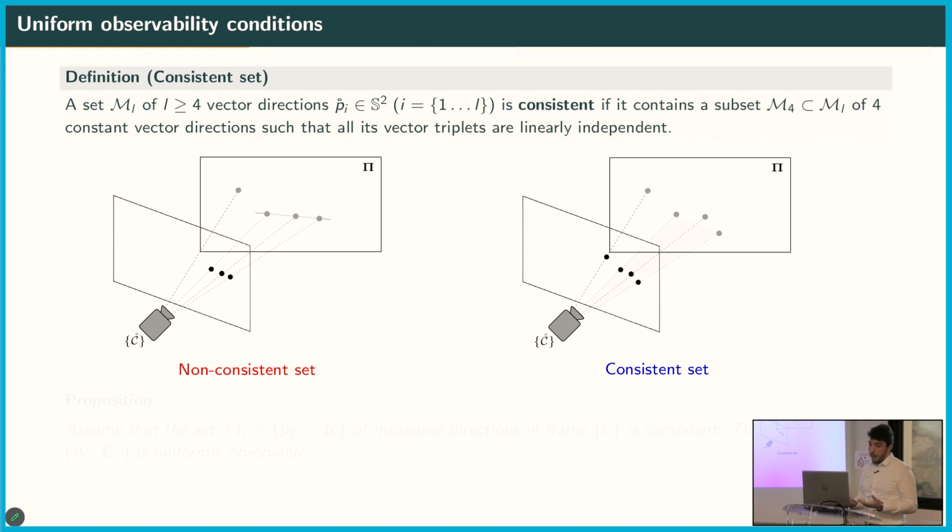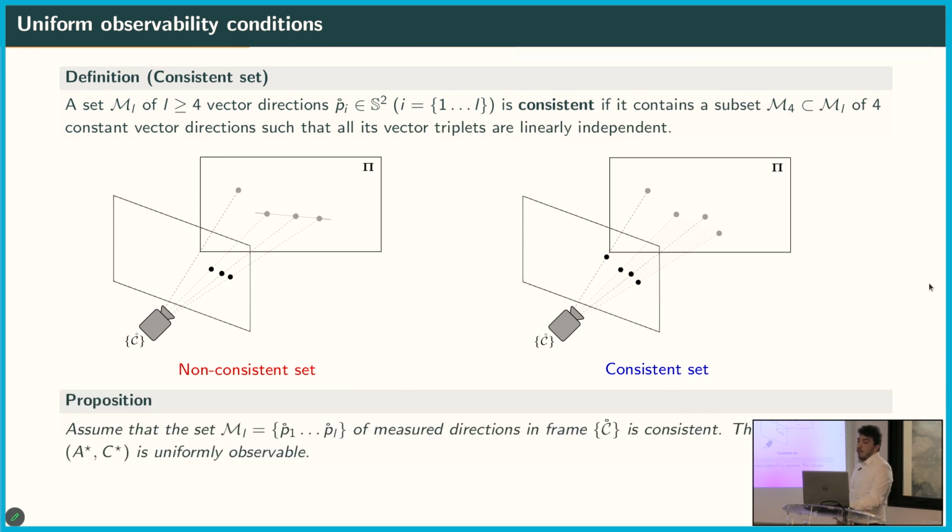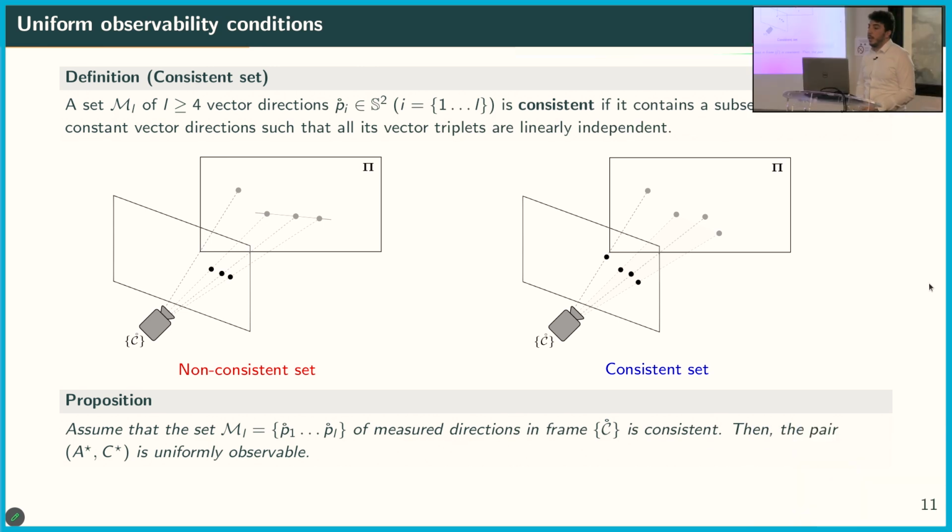And in our work, what we managed to find is that we actually can find a geometric relationship. So if this condition is satisfied, then we have uniform observability. And it's actually on the number and the layout of the points in the scene. So I will define a consistent set. This is basically a subset of at least 4 direction vectors, such that no triplets are linearly dependent. So in this example here on the right, we can see that this is a consistent set because there is no triplet that is linearly dependent. However, in this example, we can see that this is not a consistent set. And so if we assume that we have a consistent set, then we have uniform observability, and therefore we also have the stability of the observer.